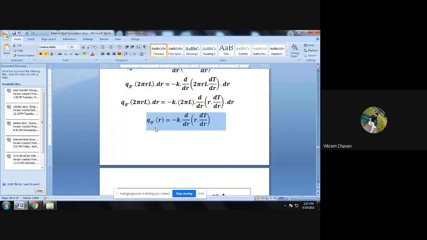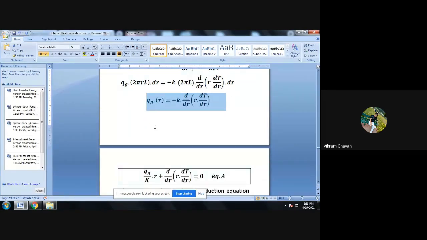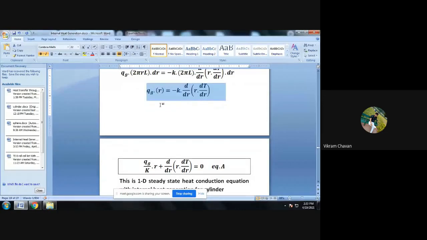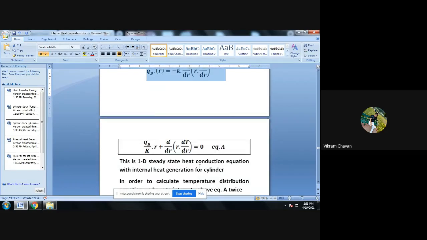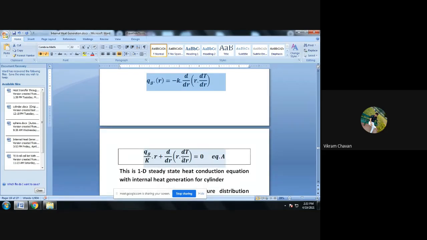Okay, next what we have to do? We have to transfer the k on this side. So it will become Qg multiplied by r divided by k, plus, now if you transfer the term on this side, plus the differentiation of bracket with respect to r, inside bracket r multiplied by dT divided by dr, is equal to 0. So this is the one dimensional steady state conduction equation with internal heat generation for cylinder. Is there any doubt, any question?